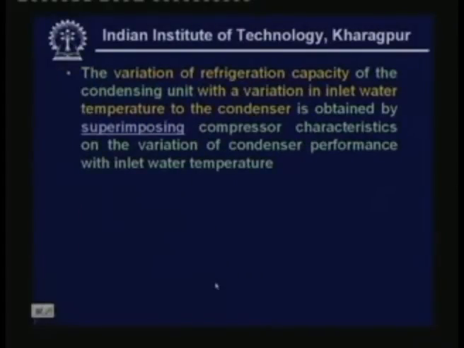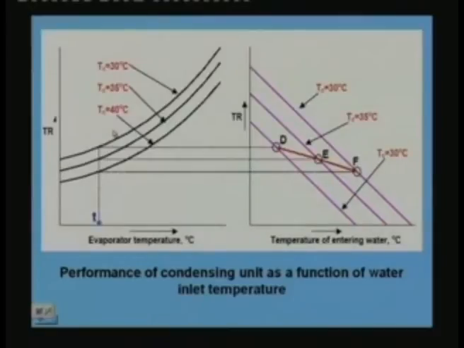The variation of refrigeration capacity of the condensing unit with a variation in inlet water temperature of the condenser is obtained by superimposing compressor characteristics on the variation of condenser performance with inlet water temperature. So, you can also find what is the effect of the condenser water inlet temperature. This is done again by the principle of superimposing. For example, this picture shows the performance of the condensing unit as a function of water inlet temperature.